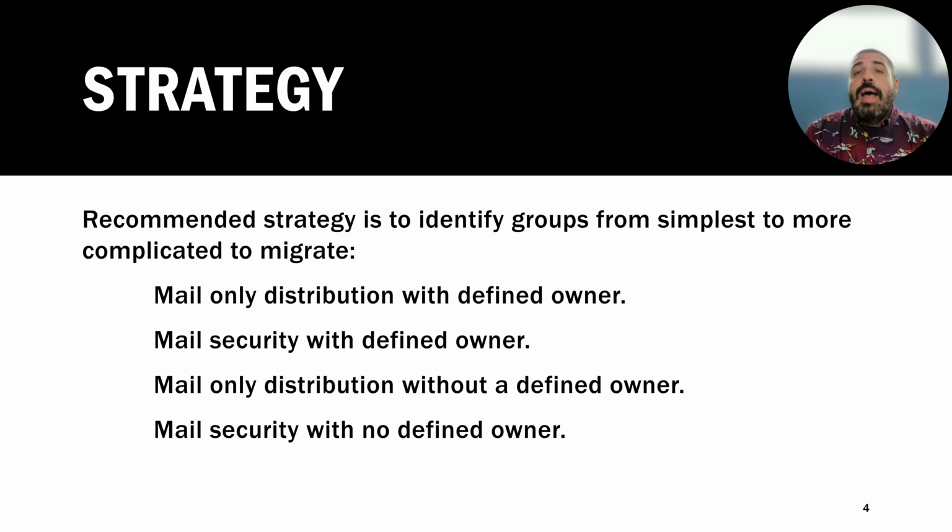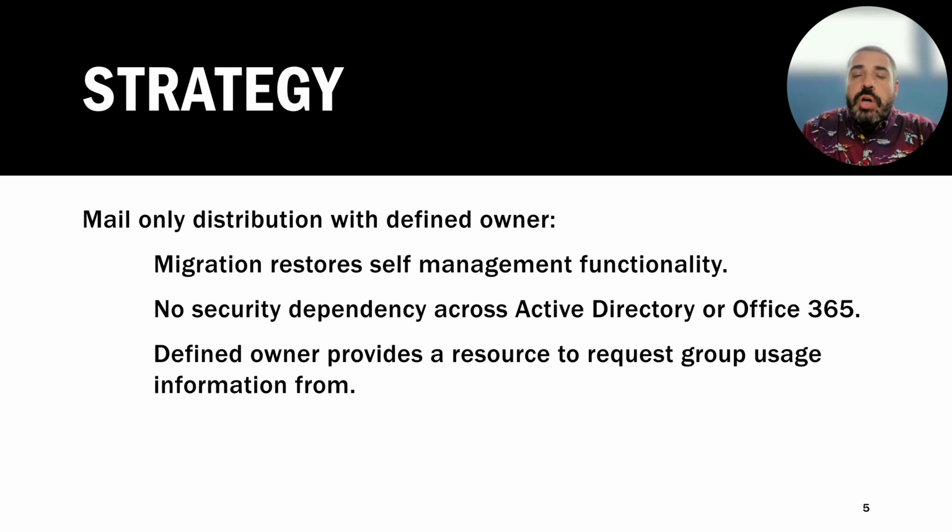The 4 buckets I like to take a look at are mail-enabled distribution lists with a defined owner, mail-enabled security groups with a defined owner, mail distribution lists that lack an owner, and then your mail-enabled security groups that lack an owner. I like to start with mail-enabled distribution lists that have a defined owner as my simplest set.